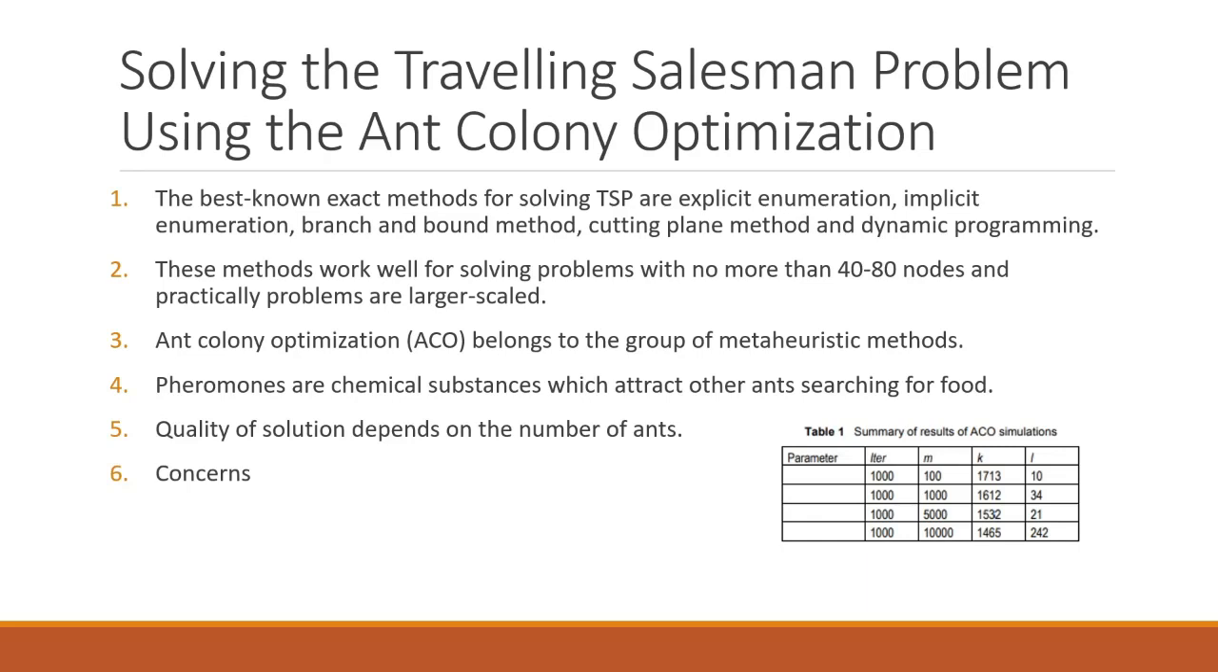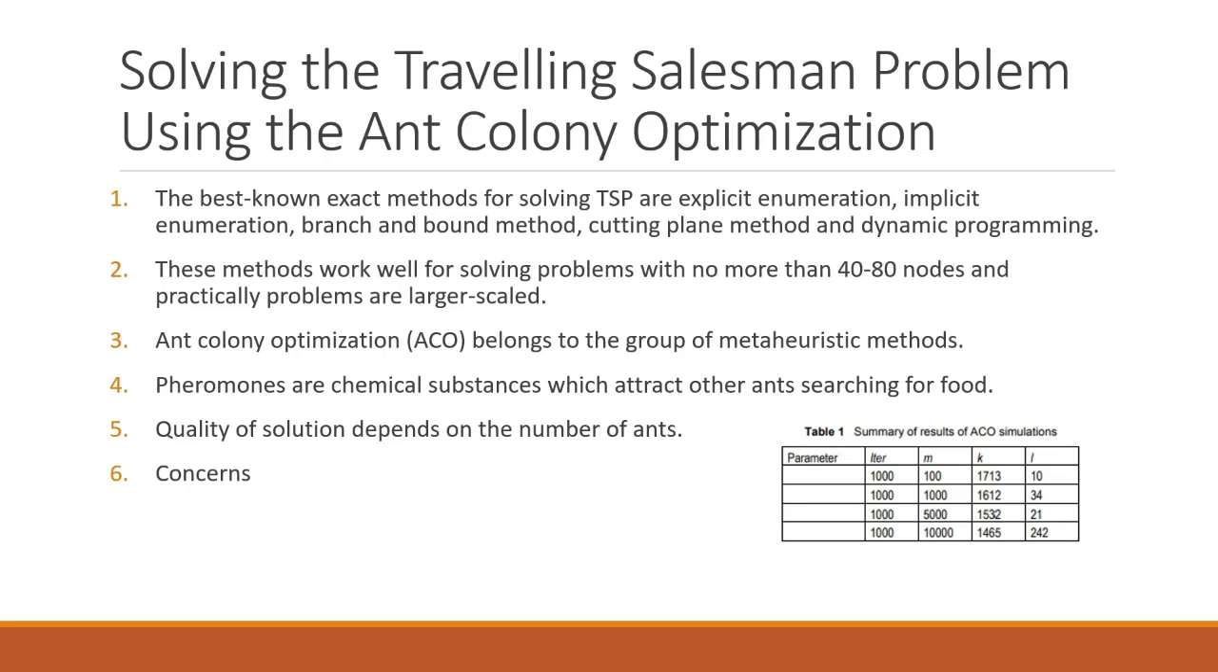This memory can also be served to ensure that we have the constraints appropriately used, or to evaluate the solution. Pheromones are chemical substances which attract other ants searching for food. This is basically the reason why ants go out of their place to find food. Each ant, whenever it finds food, leaves some percentage of pheromones on the edge of the graph.